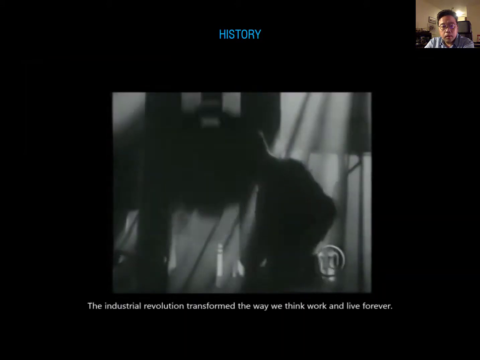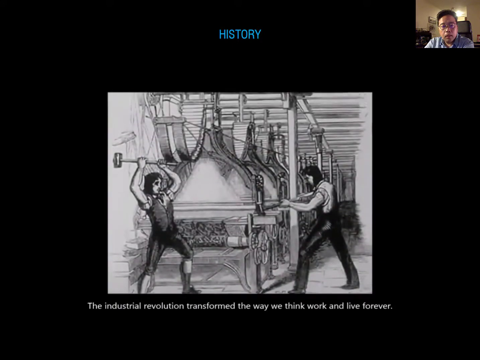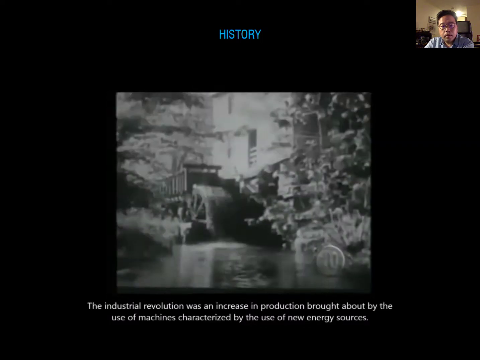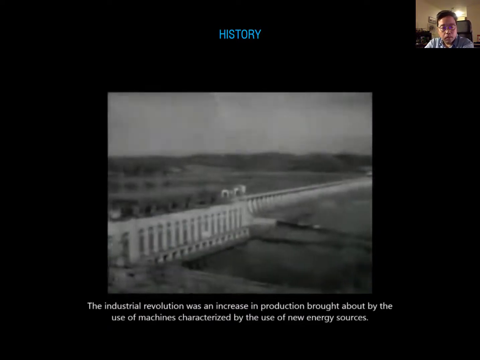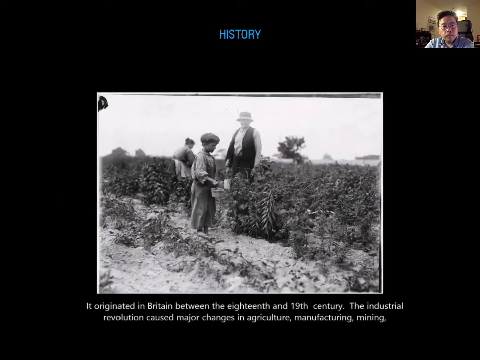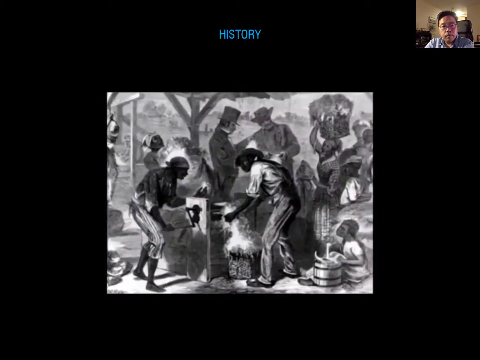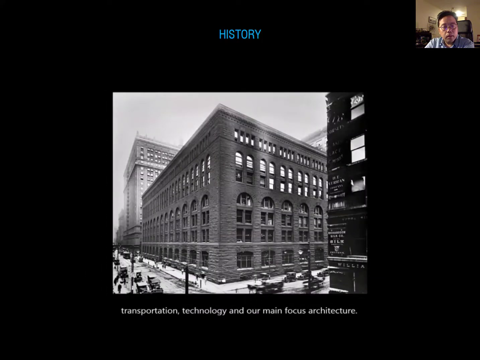The Industrial Revolution transformed the way we think, work, and live forever. The Industrial Revolution was an increase in production brought about by the use of machines, characterized by the use of new energy sources. It originated in Britain between the 18th and 19th century. The Industrial Revolution caused major changes in agriculture, manufacturing, mining, transportation, technology, and our main focus, architecture.